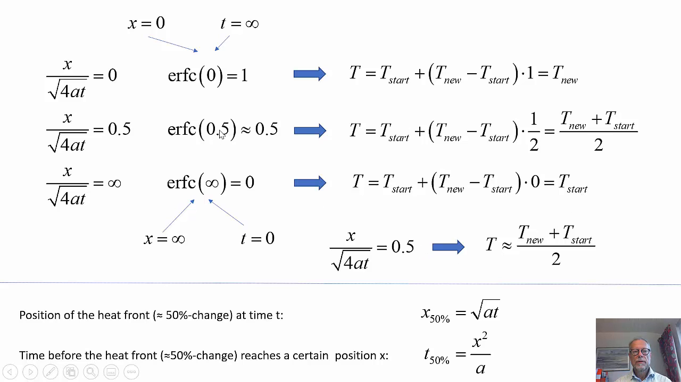We can find out that when the argument is 0.5, we roughly have half the change of what happens in the material. And this is a very important finding. So we can say that the position of the heat front, when we have had this half change of the total change, we call it x 50%, is actually equal to the square root of a times t. And if we manipulate the formula a bit, we can say at a certain position x, it takes t 50% time equal to x squared divided by a before it has reached the 50% change.